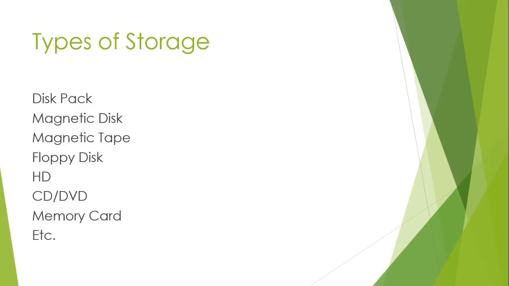Yan. So, ano ba itong mga different types ng mga storages? So, ito, nasabi na rin naman natin to kanina. So, you have disk pack. So, yung disk pack, luma na to. Parang pinagpatong-patong lang to ng mga disk. Okay? You have magnetic disk, magnetic tape, etc. So, yan.